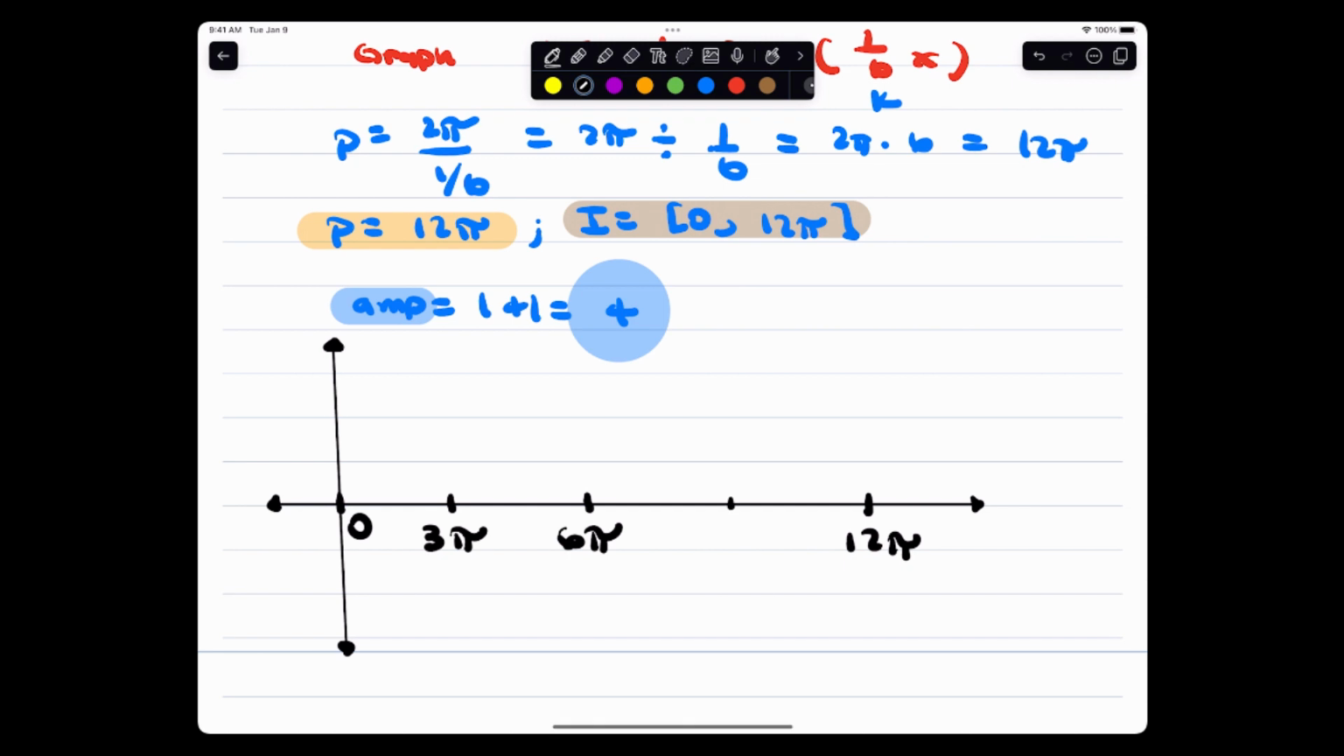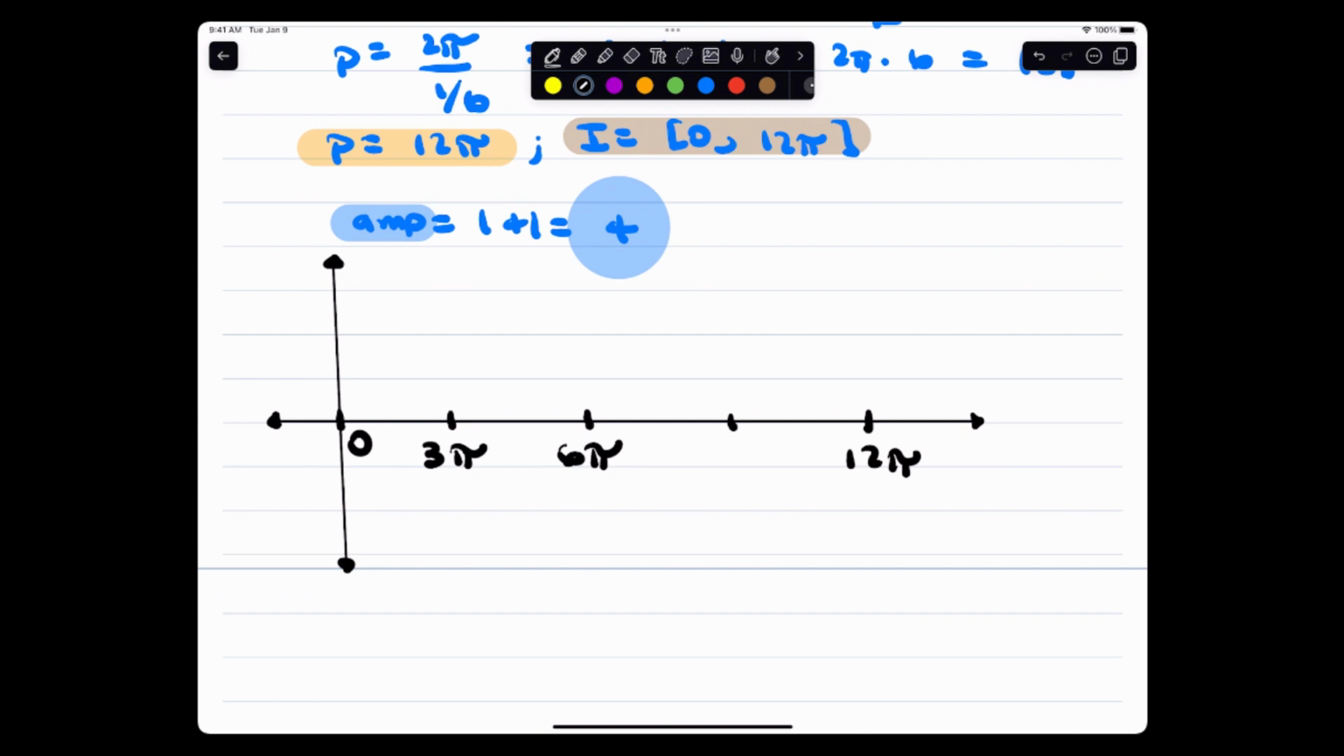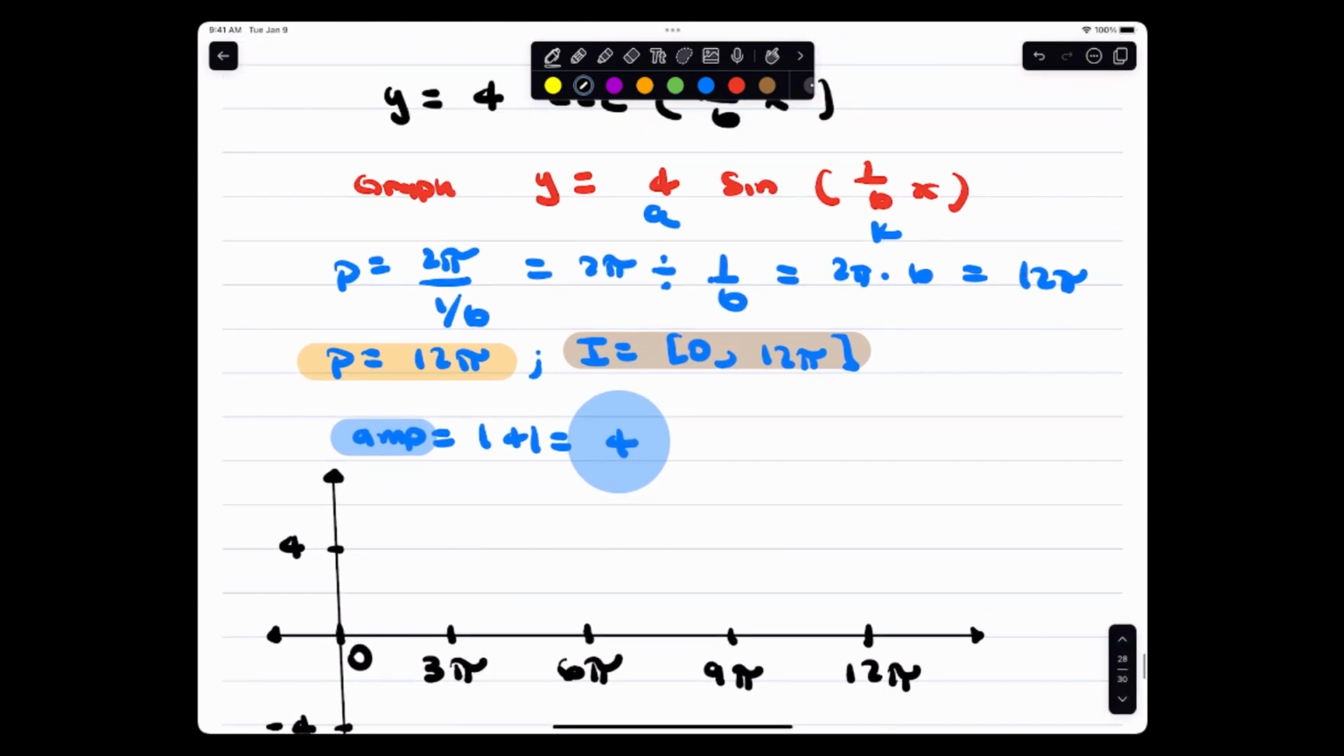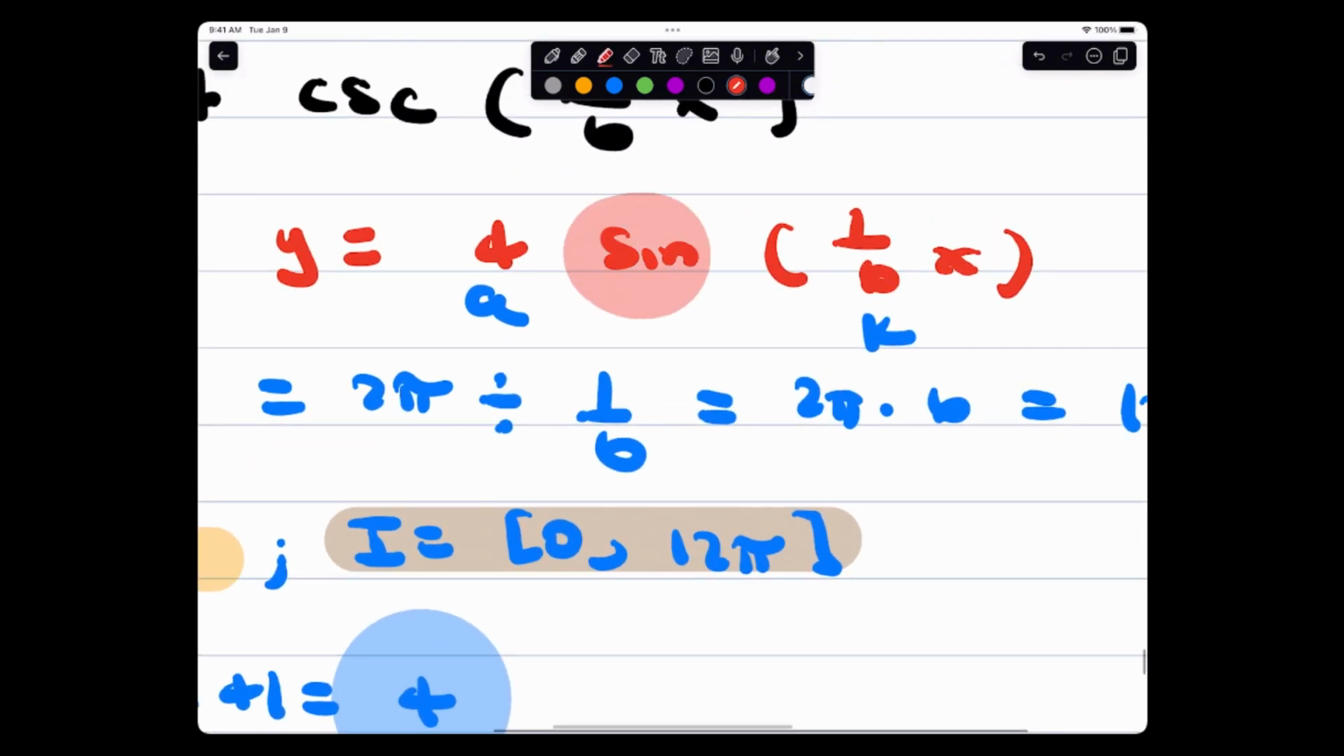Okay. What's halfway between 6 pi and 12 pi? Isn't that 18 pi divided by 2, which is what? Your amplitude is 4, is that right? And then, okay. But you're going to have to graph what curve again? What curve is this? You graph sine, is that right?